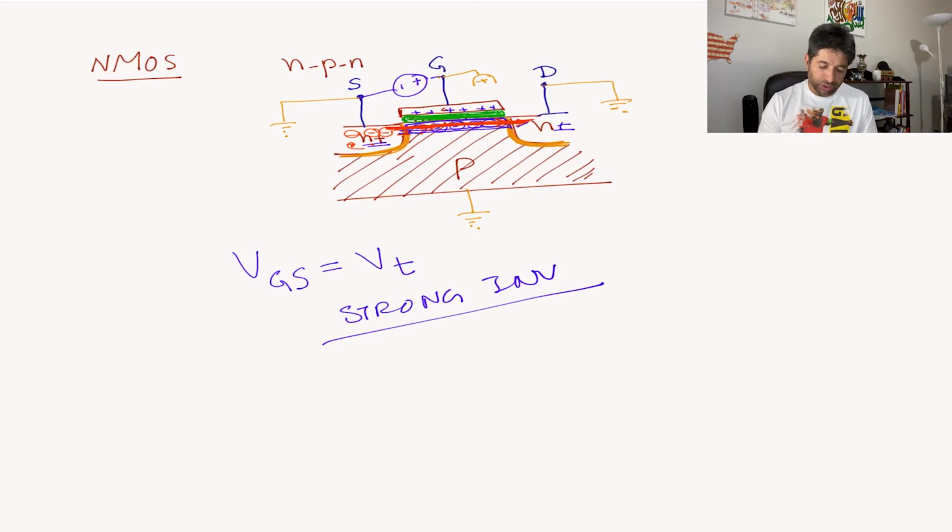Now if you keep increasing the drain voltage, a point is reached which is called the saturation point. Now what happens is, if you look along this channel, at every point across this channel, the voltage that comes from the gate needs to be equal to or greater than the threshold voltage.